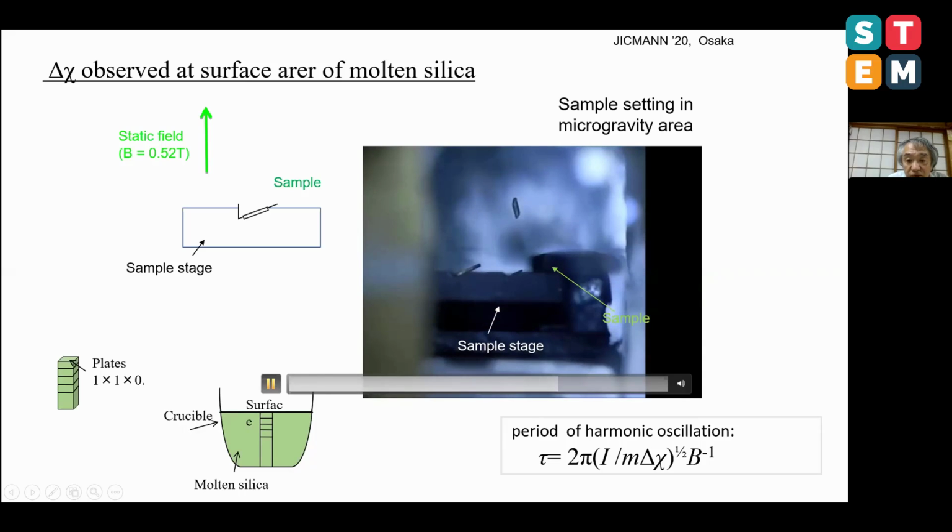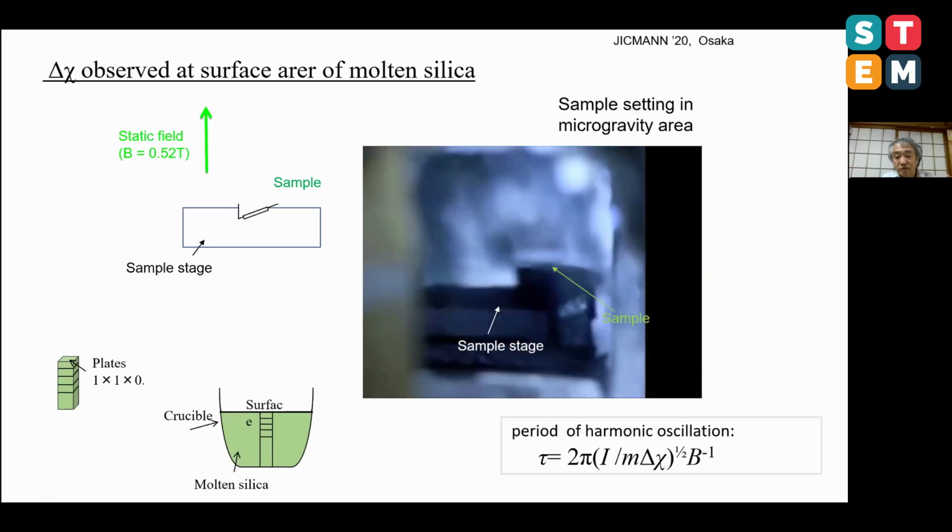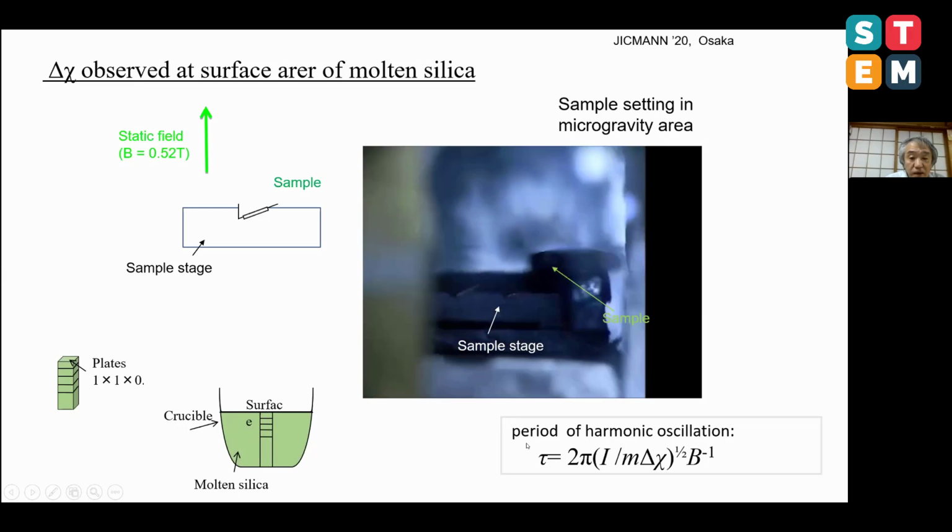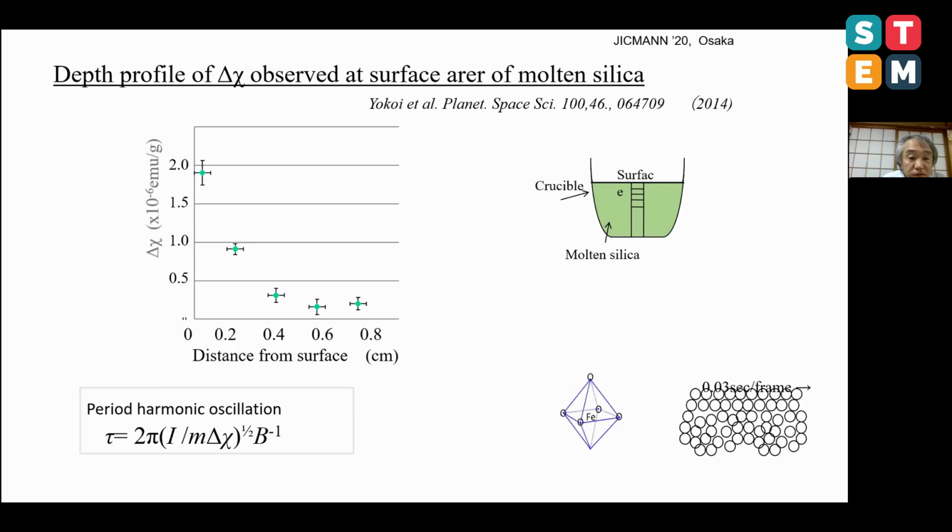You see that the small glass plate rotates, rotational oscillation for about several strokes. And you can measure the delta chi value of a small sample from the period of harmonic oscillation. And this is the depth profile of the chi value obtained from the surface of the molten silica. And you can see that there is an abnormally large delta chi value at the surface. This value is comparable to the value of an ordinary silicate mineral in nature.